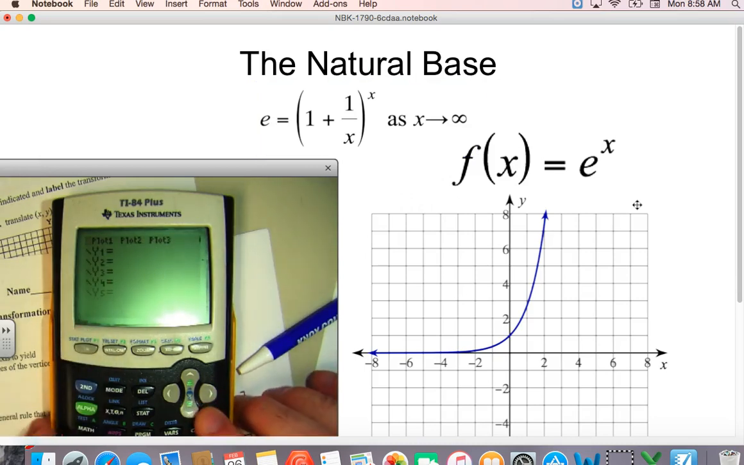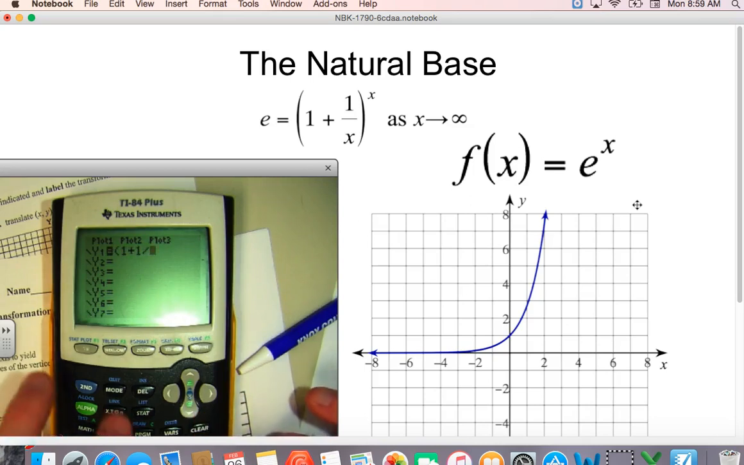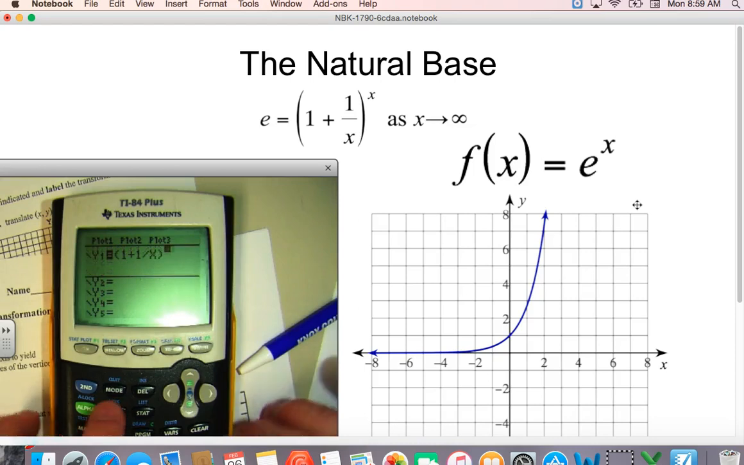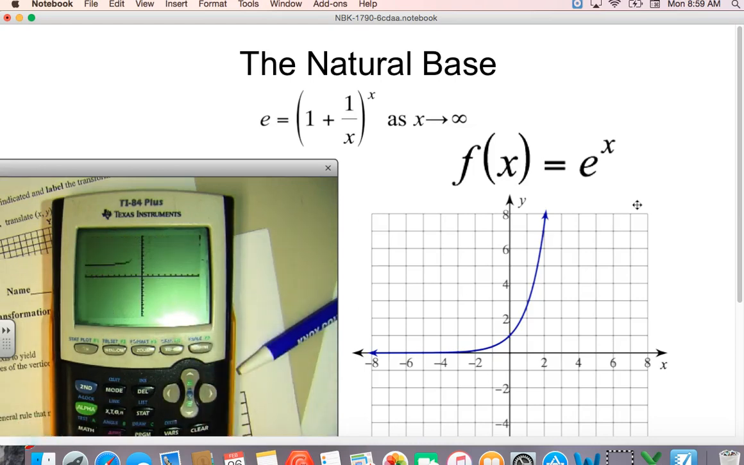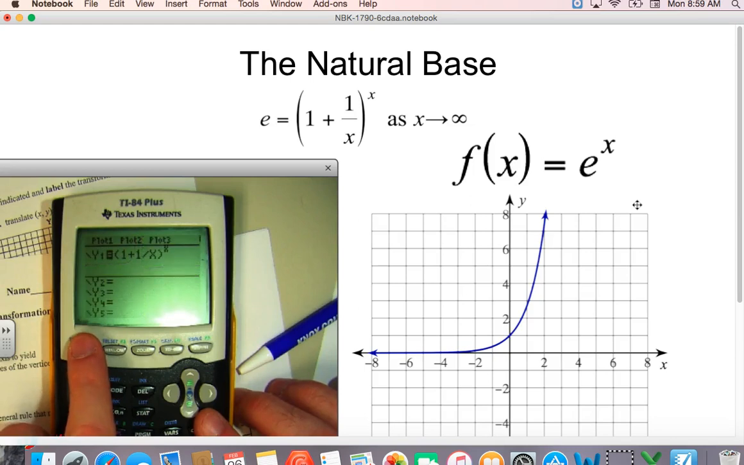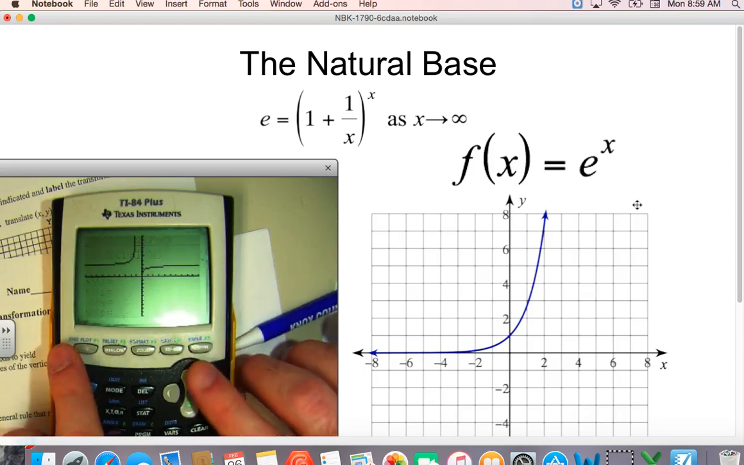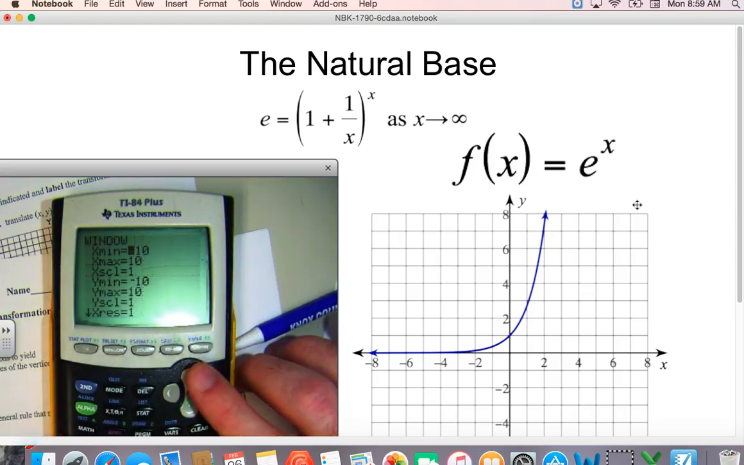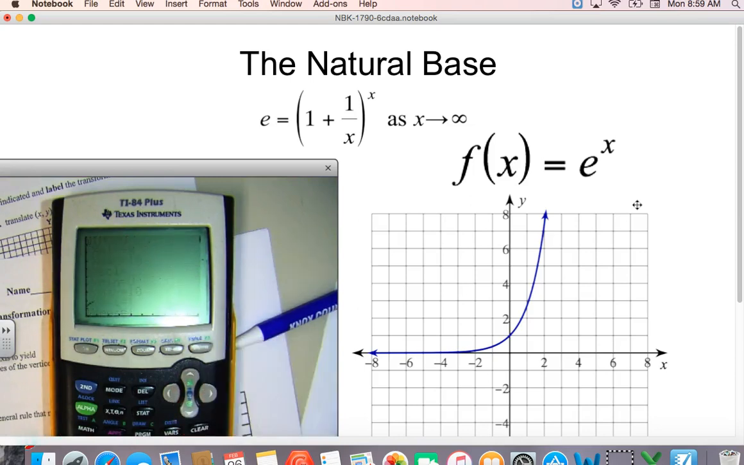I'm going to graph this. 1 plus 1 over x. I'm going to raise it to the x. All right, so let's look at this graph right here. I think I typed it in wrong. Let me check it. No, that's right. Okay, so yeah, we're just looking at the positive side. So I'm going to change the window to start at 0. So just look at the positive side. Okay, so you can see how it flattens out.